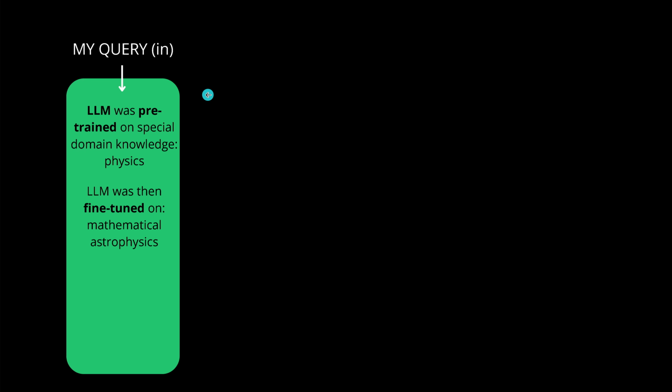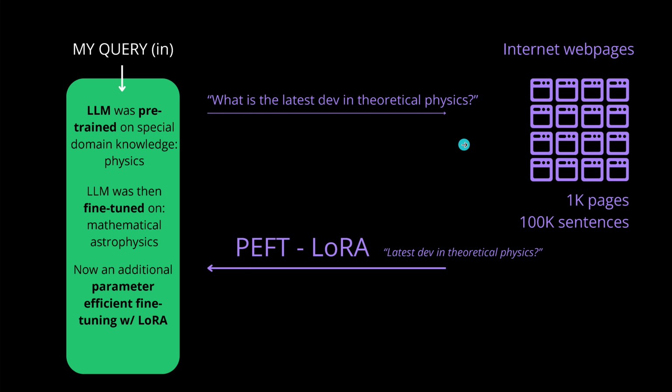So our LLM was pre-trained and then fine-tuned. Great. And then, as I just showed you, for the latest developments, we have PEFT-LoRA. So you see the way we do this: pre-training, fine-tuning, parameter-efficient fine-tuning. And then, at the end, we have RAG.